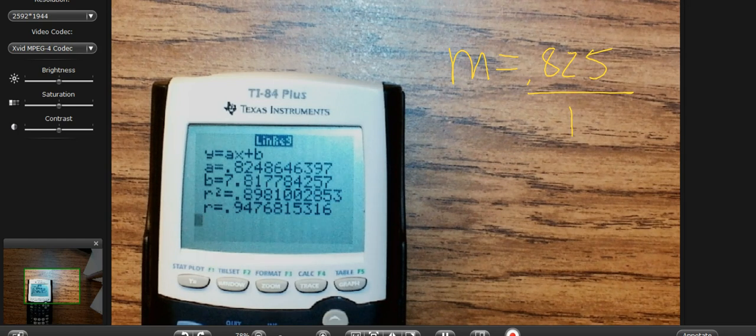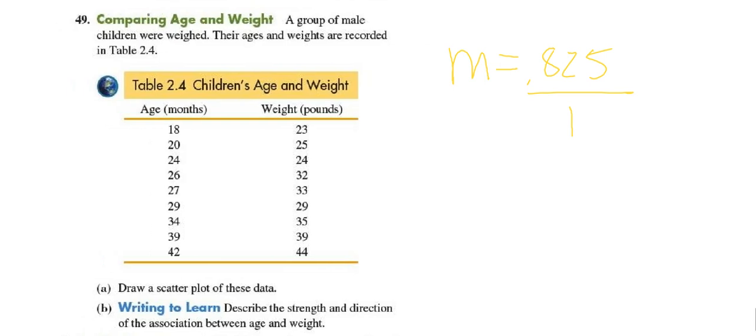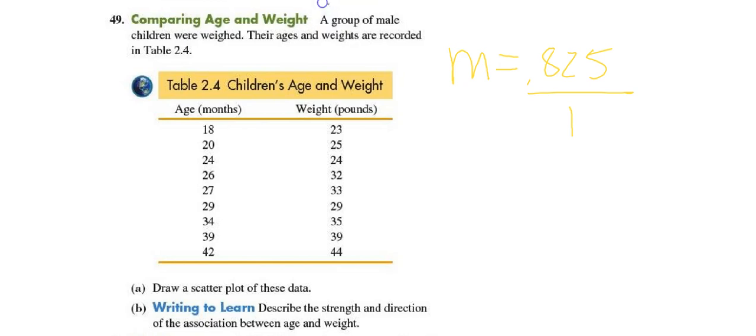Because you need to interpret what that slope is. Let's understand what the data is showing us. Okay, so the data was children's ages and weights. So, how are you going to interpret this 0.825? What's the number on the bottom? What does it mean? Come on, Y's over the X's. Rise over the run.